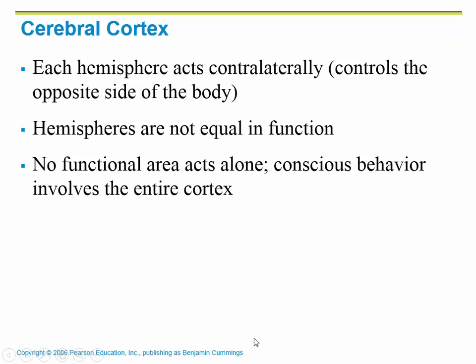The hemispheres are not equal in function, so the hemispheres do different things, and the area that's functioning does not ever function alone. There are different parts of the brain that are working together.